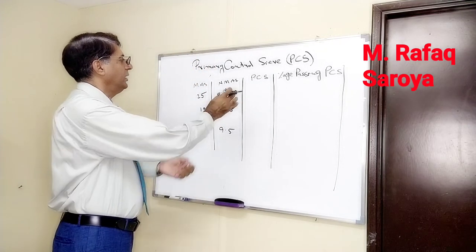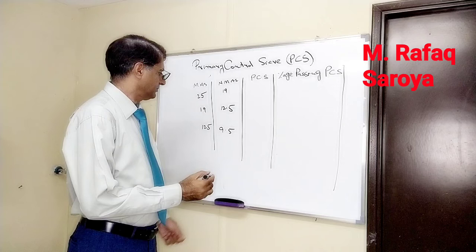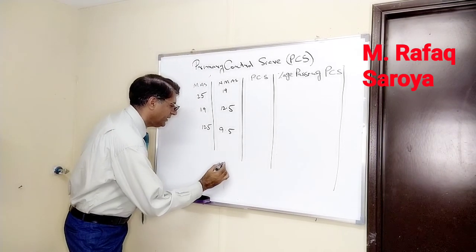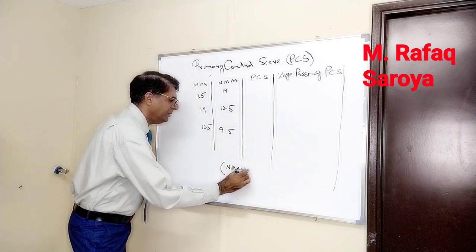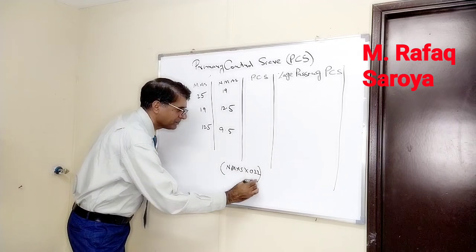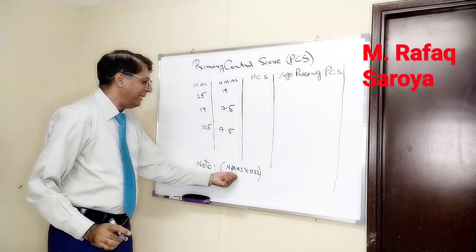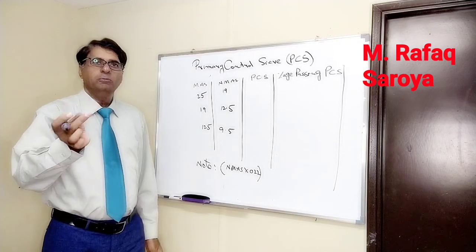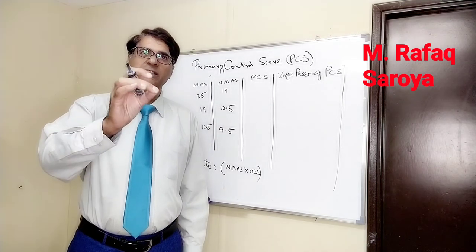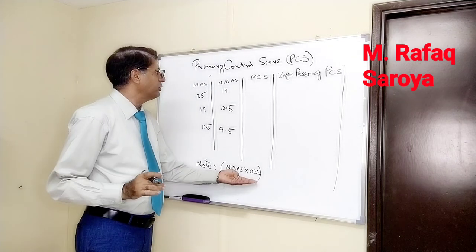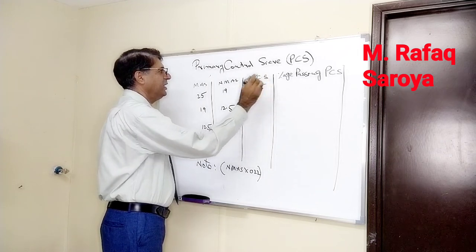Now let me tell you one thing, just for your understanding, how we are going to define PCS. Its answer is, I will just write down in a bracket, that our NMAS is multiplied by the factor 0.22. Keep it as a note point. When NMAS is multiplied by 0.22, whatever sieve is nearest to our mix's sieve availability will be considered as our PCS. If we multiply it, it will not come to 4.75. It will be near to this.